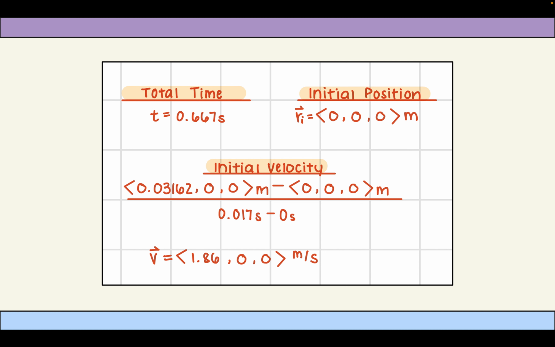From the data we collected from Tracker, we can see that the total time it took for the ping pong ball to go from start to finish was about 0.667 seconds. And the initial position was 0 meters for the X, Y, and Z positions. And the initial velocity can be calculated by taking the change in position over the change in time of the first two time frames, which will give us 1.86 meters per second in the X direction. These three data points will later be used in our computational model.